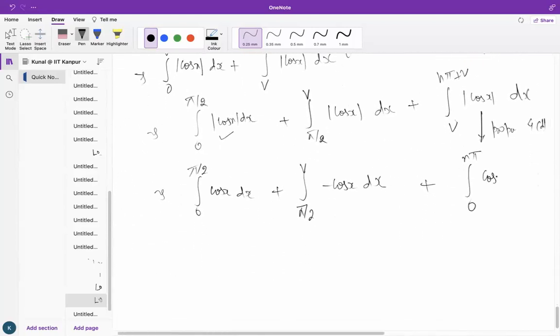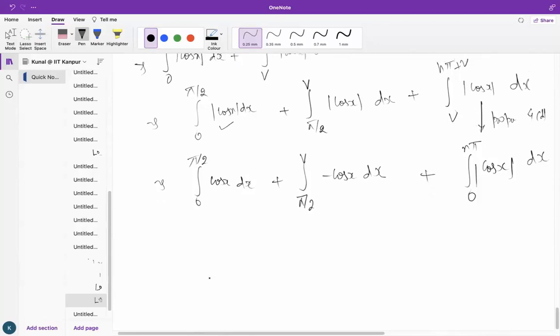So it will be the integral of mod of cos x dx. Its integration will be sin x. We are inserting the limit here. The integration of the negative part will be minus sin x. So it will be minus sin x. We are integrating from pi by 2 to v here.